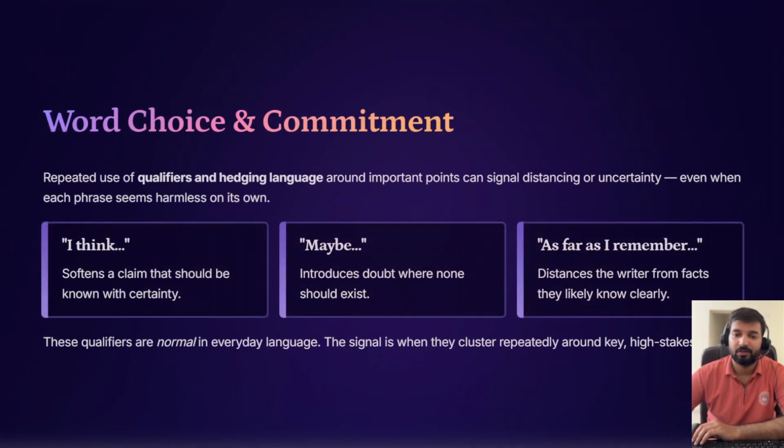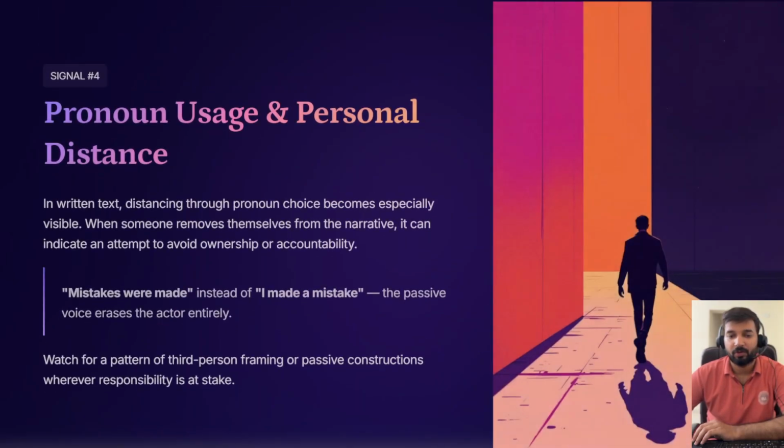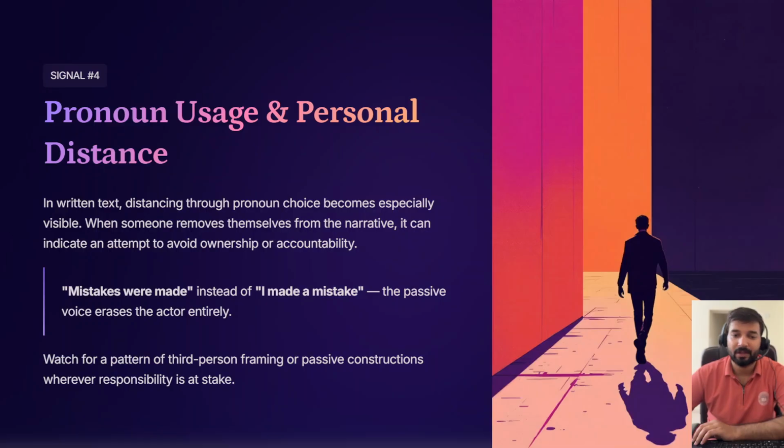Another powerful cue is word choice and commitment. Look for qualifiers like "I think," "maybe," "as far as I remember." These reduce commitment. Again, they are normal in everyday language, but when they appear repeatedly around important points, they can signal uncertainty or distancing. You should also watch for pronoun usage. In written text, distancing can become even more noticeable. For example, "mistakes were made" instead of "I made a mistake." This removes personal ownership and can indicate an attempt to avoid responsibility.